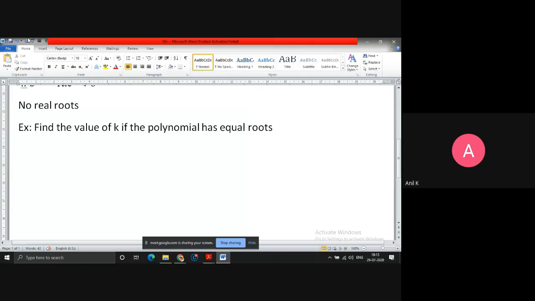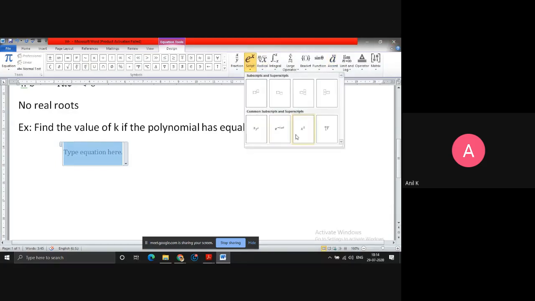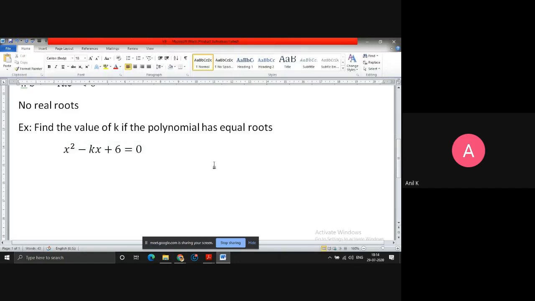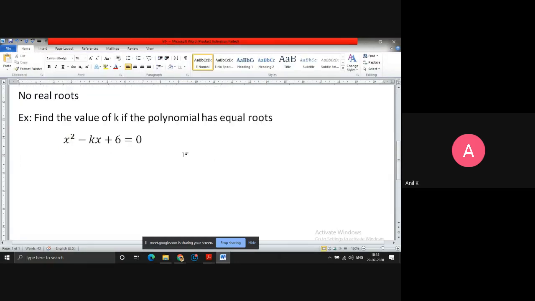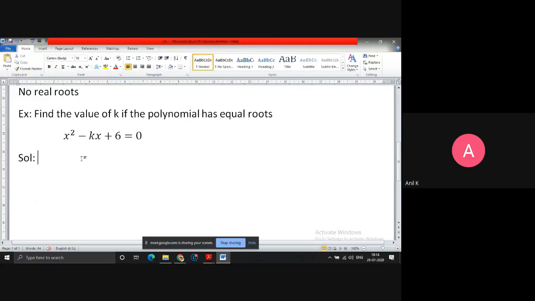Okay, now the quadratic equation I'll take here as x square minus kx plus 6. This is a polynomial, I'll put equals to 0 as a quadratic equation. So it has equal roots. What is the condition for equal roots we discussed? The condition for equal roots is b square minus 4ac is equals to 0. So if it is a 1 mark question, no need to do the formal way. Directly you can substitute and find out.